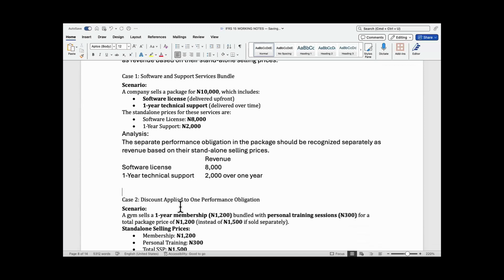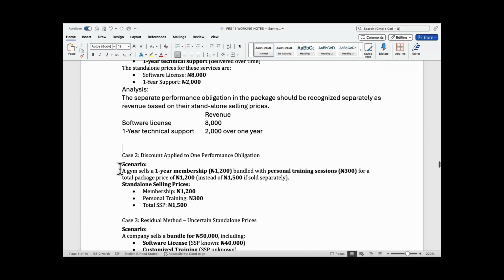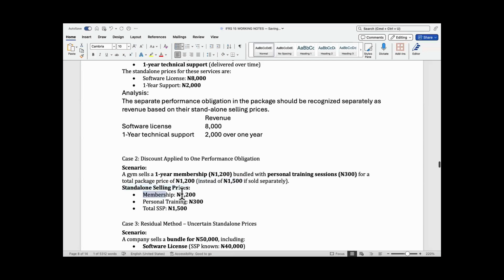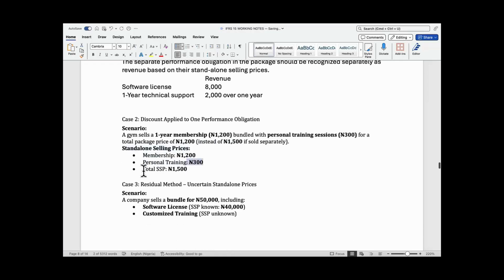Another scenario, a gym sells 1 year membership, which is 1,200, bundled with personal training sessions, which is 300, for a total package of 1,200 instead of 1,500 if sold separately. So the standalone selling prices: membership 1,200, personal training 300. The total standalone selling price is 1,500.